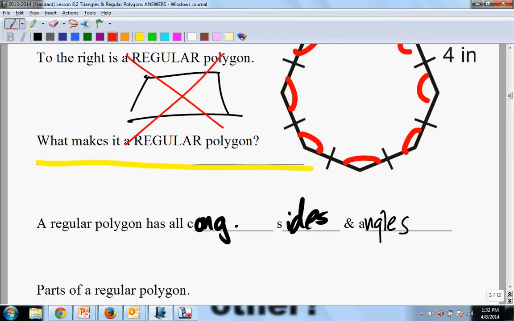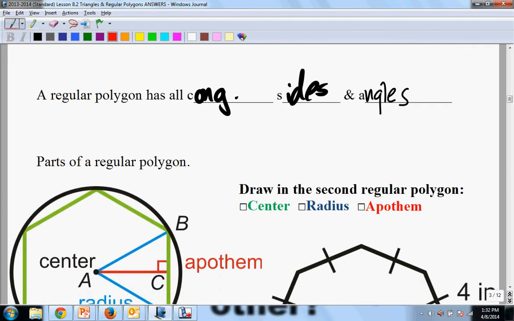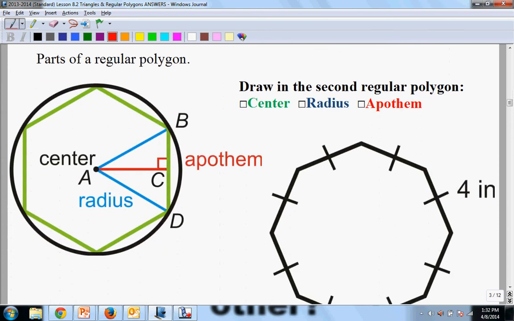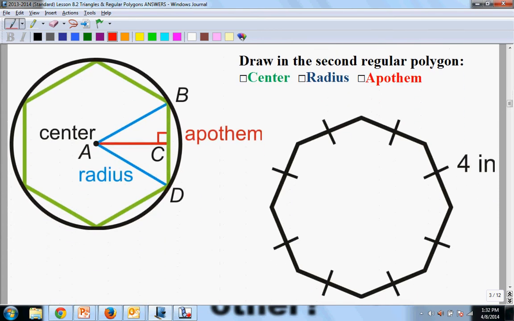But before we can go with this, there's a little bit of vocabulary I need to talk to you guys about. Two simple words: radius and apothem. Okay, so here's a circle. I'd like you to trace the inscribed hexagon. So start tracing the green. Just physically trace it. It's inscribed because the corners are right on the edge of the circle. That's called an inscribed regular polygon.